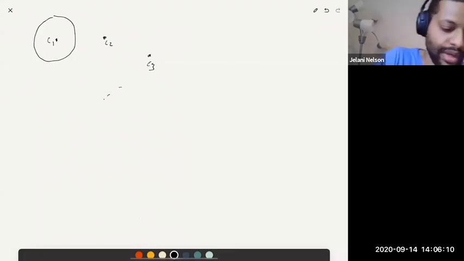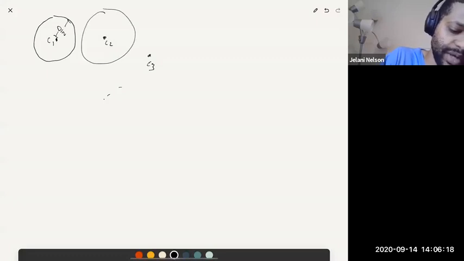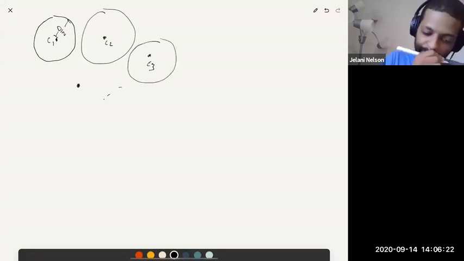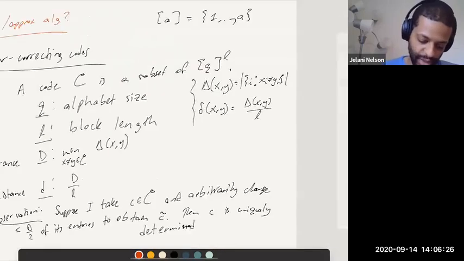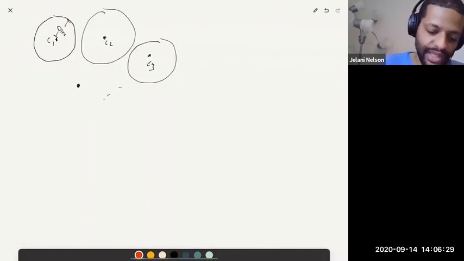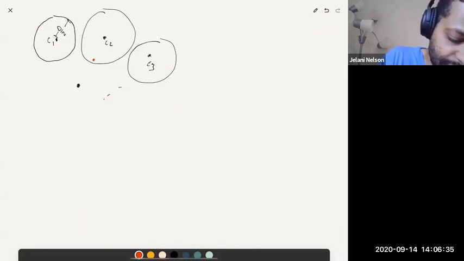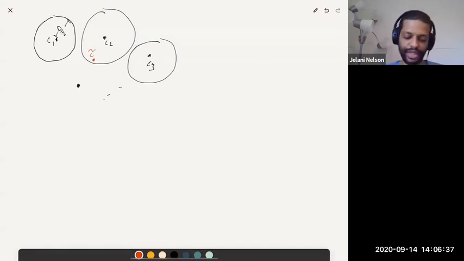So this is the picture. I'll draw balls of radius D over 2 here. And I'll draw another ball here of radius D over 2. All these balls are radius D over 2. So here's a question. Now when I corrupt, and I told you I corrupted less than D over 2 of its entries, I get some C tilde, which is like the corrupted version of C2.